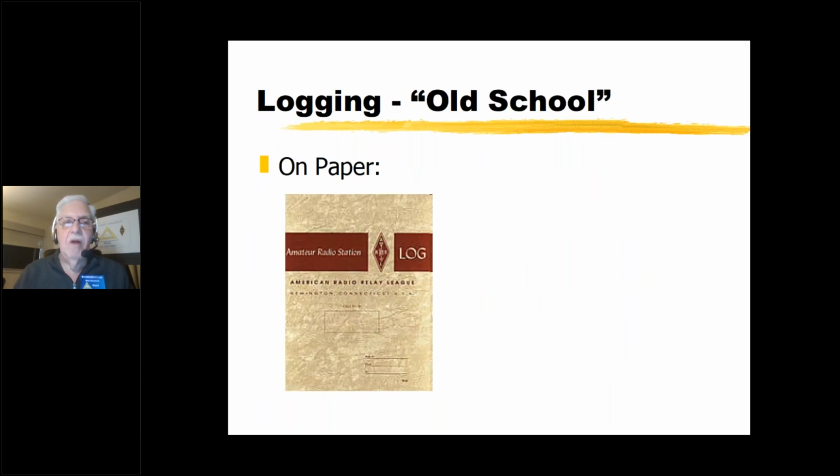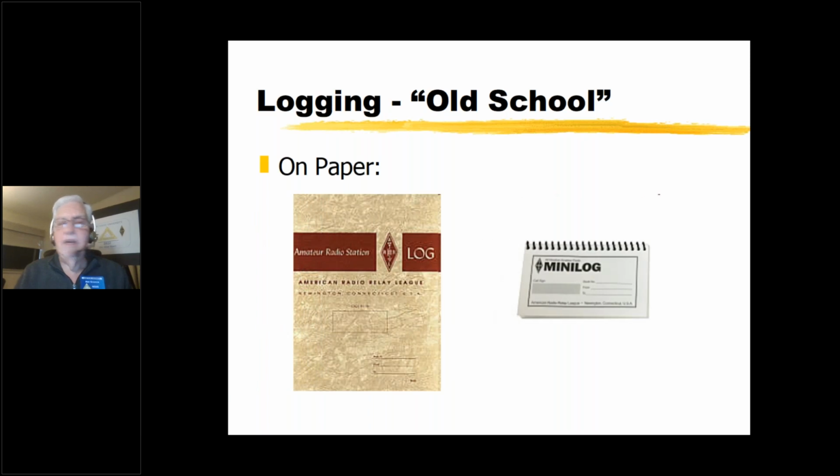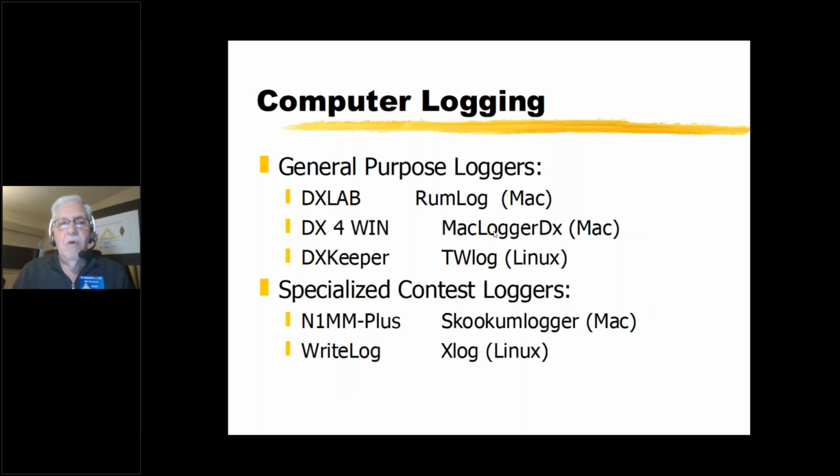So how to keep a log? Well, you can go old school and you can still keep a log on paper. The ARRL still sells this logbook that you see here on the left, the ARRL Amateur Radio Station Logbook. Back in the day when logging was a requirement, they used to sell this thing called a mini log. I don't think they have this one anymore in their bookstore. And you used to keep this in your car, and you could write down the contacts that you made in your mobile operation.